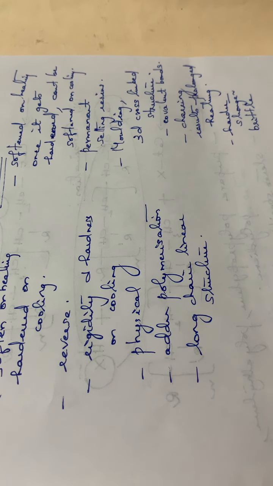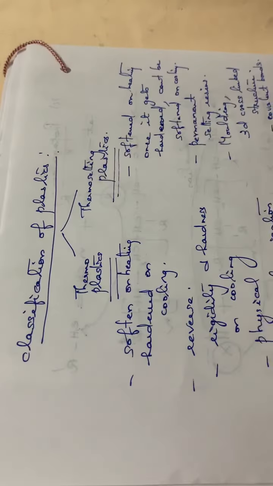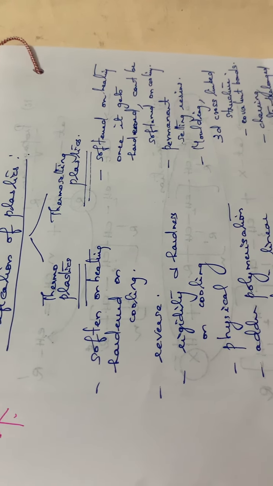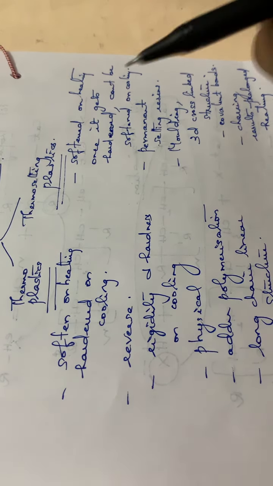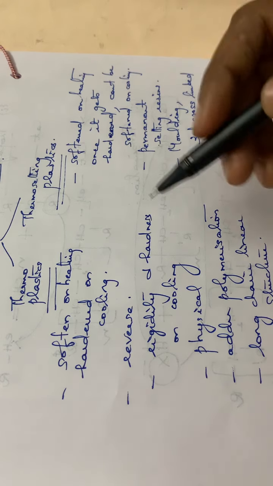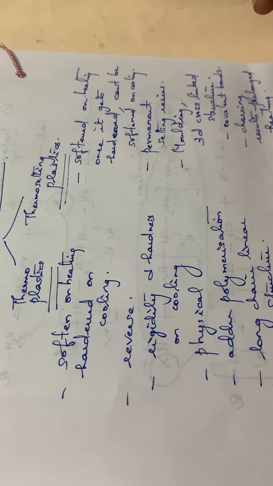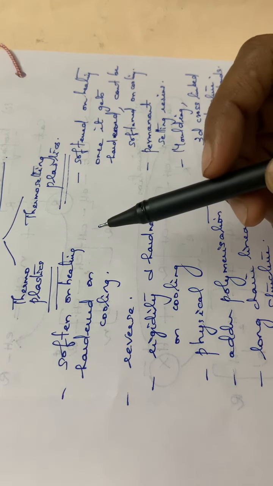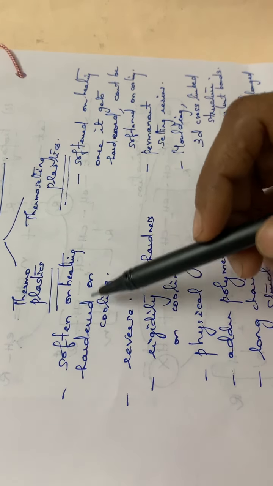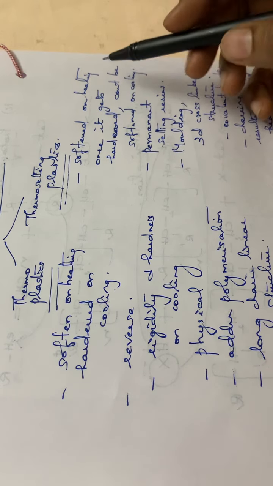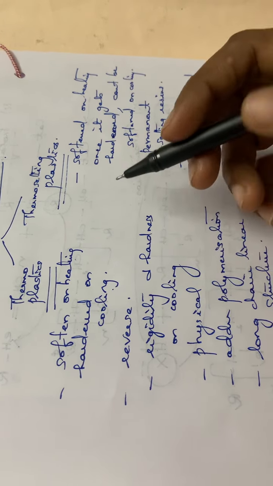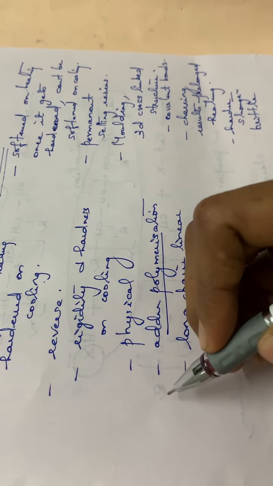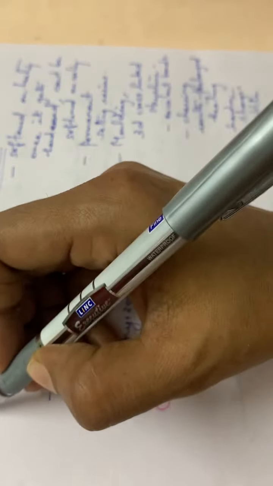Then this is very important: thermoplastics and thermosetting plastics, and also it will be asked for the distinction between them. Okay, so I will be telling the distinction or the differentiation between thermoplastics and thermosetting plastics. So the first point is that thermoplastics soften on heating, harden on cooling. Then thermosetting plastics, it cannot be reversed. Then the second point, thermoplastics are formed by addition polymerization.